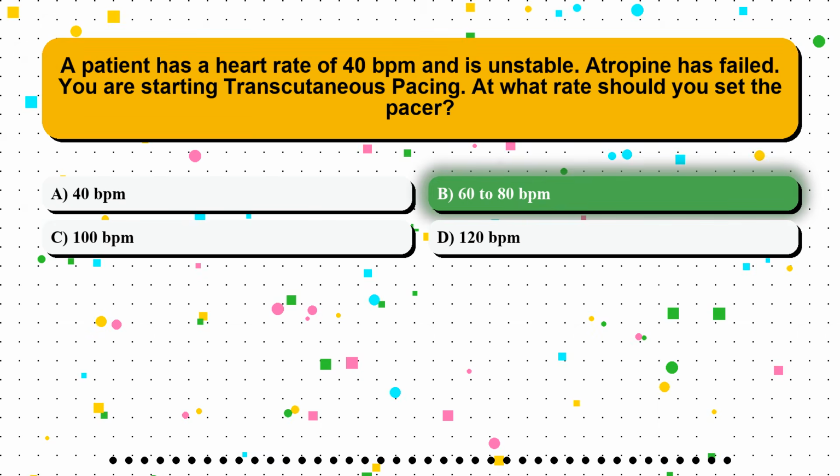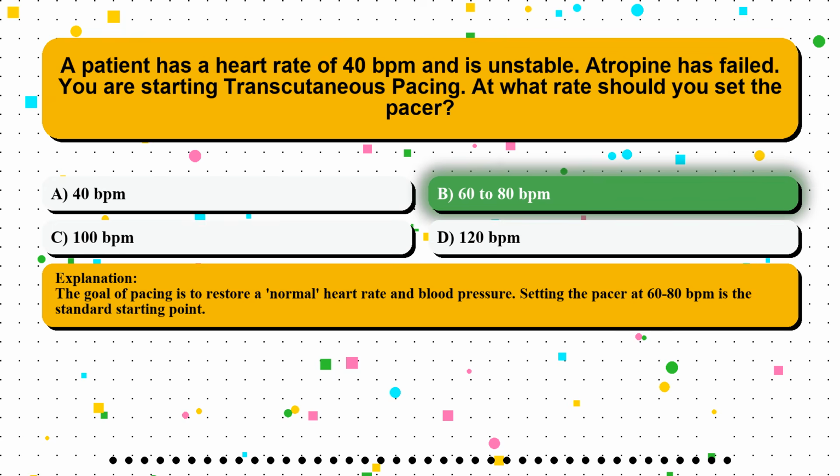The correct answer is option B. 60 to 80 bpm. The goal of pacing is to restore a normal heart rate and blood pressure. Setting the pacer at 60 to 80 bpm is the standard starting point.